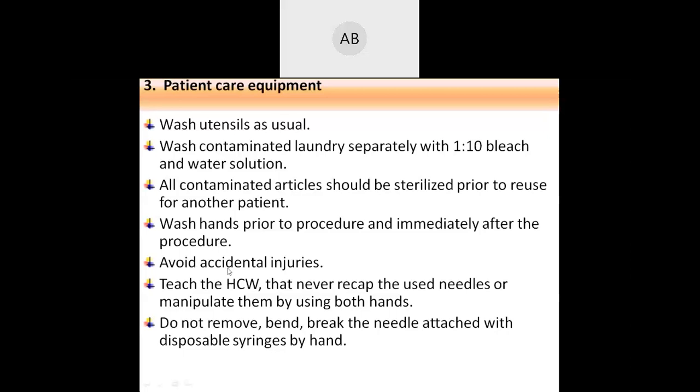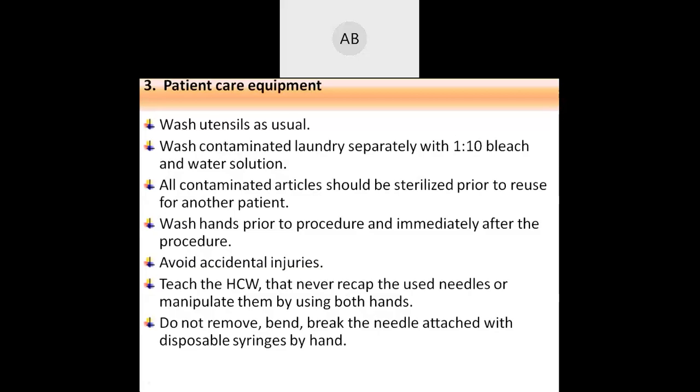And next is avoid accidental injuries. Why do you have to avoid accidental injuries? So that you will avoid needle stick injuries or any other prick or puncture injuries. Next is teach the healthcare worker not to recap the used needles. This is a very common source of spreading, as most of the time needle stick injuries happen whenever you are recapping the syringes.